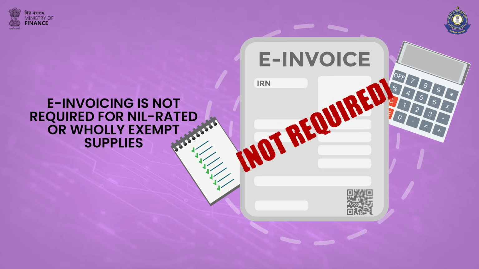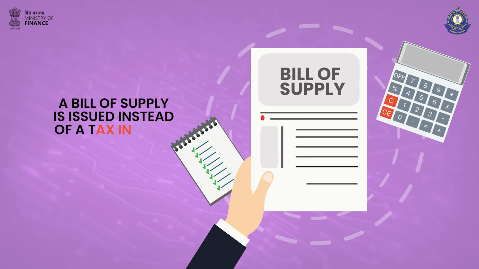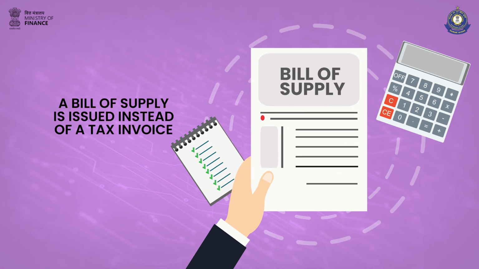It's important to understand that these exemptions are specific to the entities themselves, not the nature of the supply or transaction. Additionally, e-invoicing is not required for nil-rated or wholly exempt supplies. In such cases, a bill of supply is issued instead of a tax invoice.